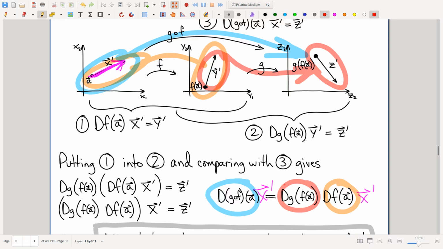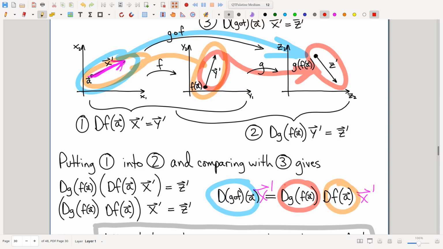That make sense? So what dg is acting on, let's look right here in the picture. dg is acting on this, what I'm calling y prime, but y prime is df times x prime. It's not df. df isn't a vector. df is a matrix, right? So dg is acting on df times x prime.